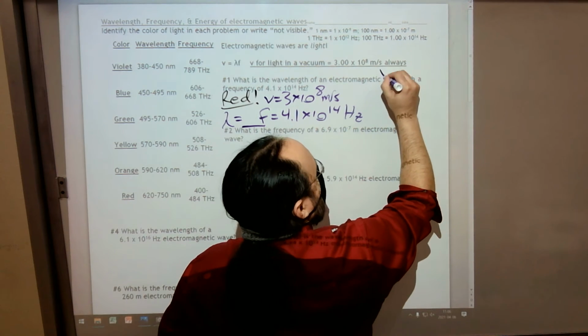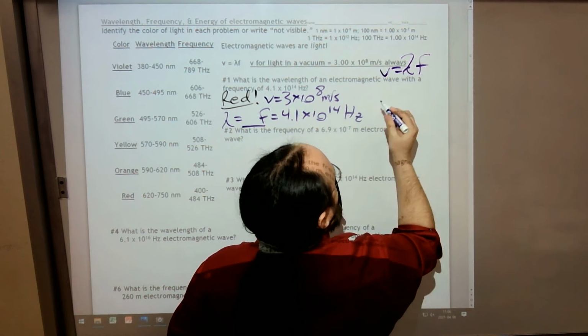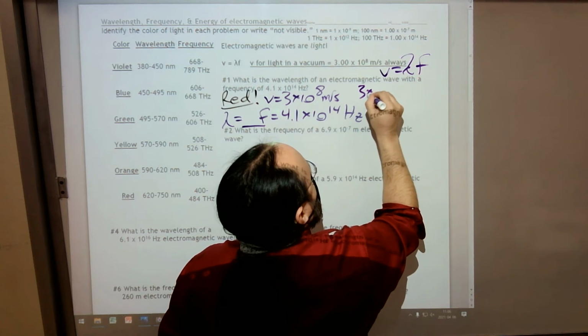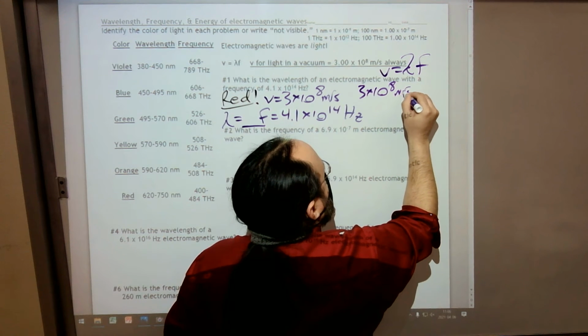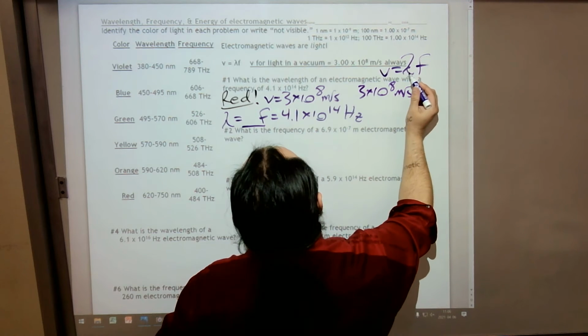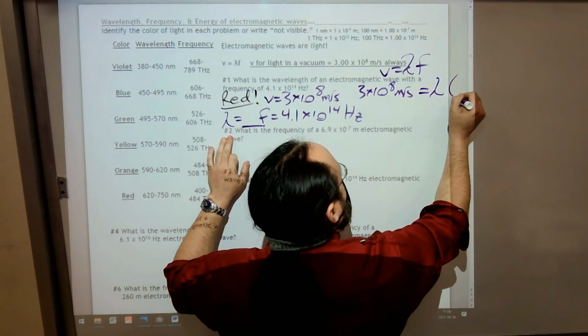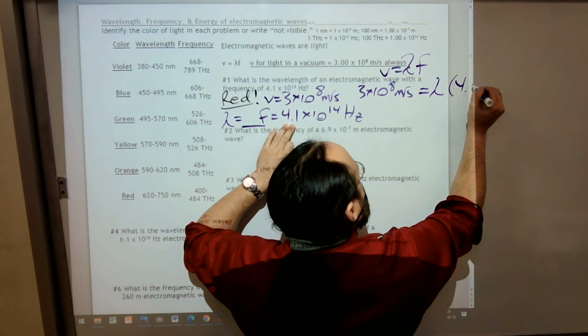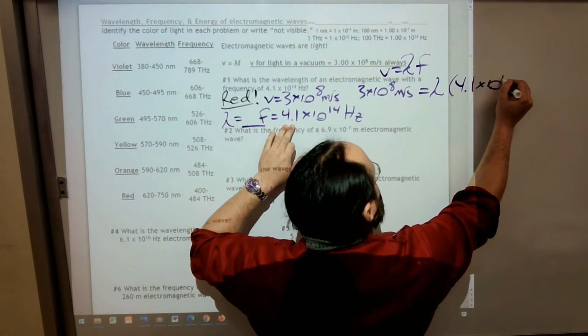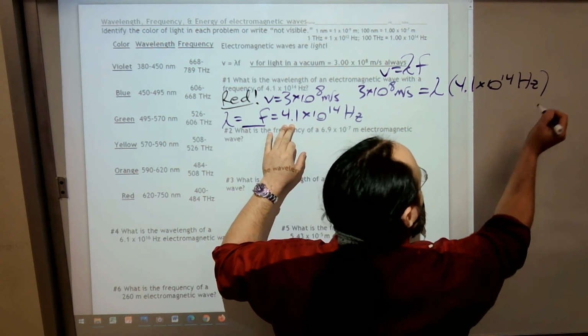So, let's see, I'm going to write my formula, and plug in for V, 3 times 10 to the 8 meters per second. Lambda is what I'm looking for, and the frequency, 4.1 times 10 to the 14 hertz.